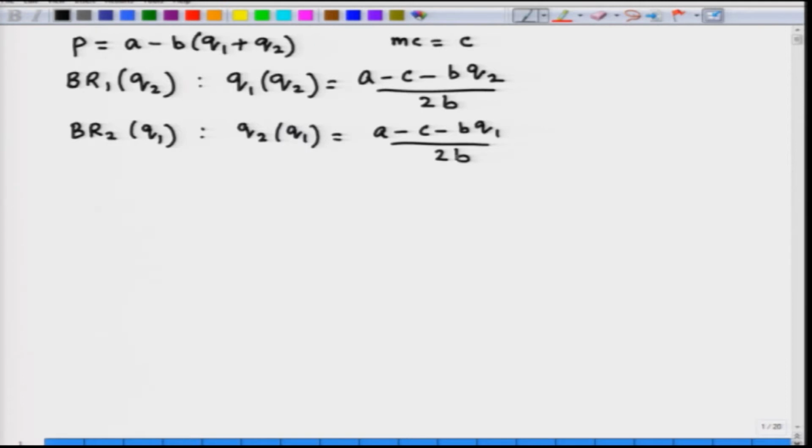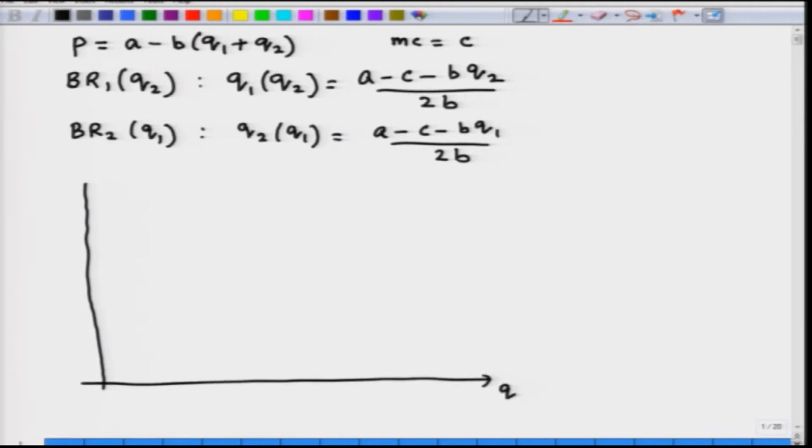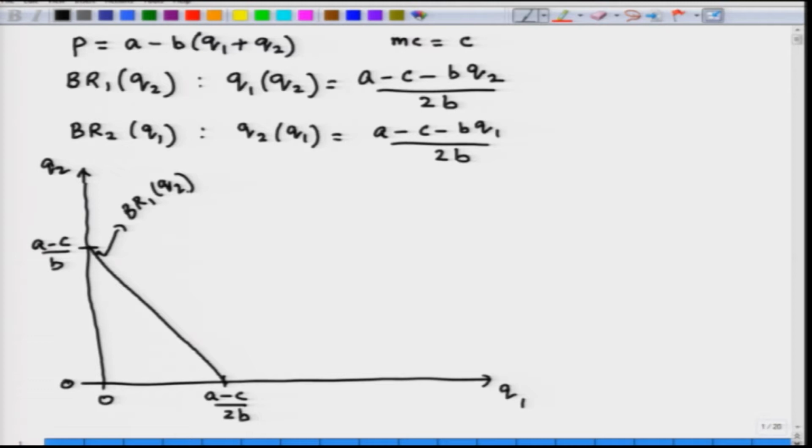We had then drawn these best response functions. So, when we graph them, we have Q1 on the x axis, Q2 on the y axis. When Q2 is equal to 0, firm 1 essentially is a monopolist and produces the monopoly output (A minus C) by 2B, and when firm 2 produces (A minus C) by B, which is the competitive level of output, firm 1's best response is to not produce at all. So, if I connect these two points, I get the best response function of firm 1, for each choice of firm 2's output.